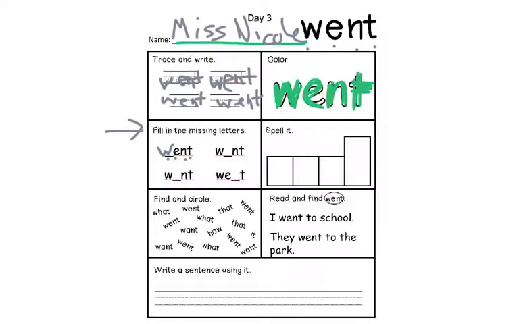So let's see. We have W blank and T. E W blank and T. E W E blank T. N.